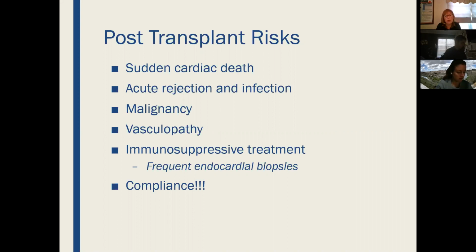So they need frequent endocardial biopsies. And what we're looking for is rejection. What signs of rejection are we seeing in there? That's what they're looking for.